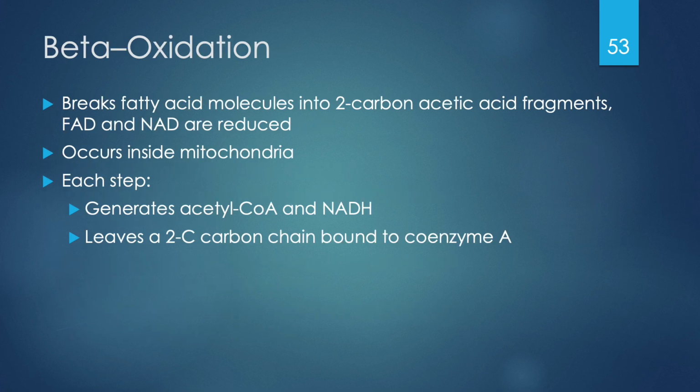Beta oxidation is a process that is going to break down fatty acid molecules into 2 carbon acetic acid fragments, and FAD and NAD are reduced. Again, remember OIL RIG. Oxidation is loss of electrons, reduction is gain. So they've gained electrons. This occurs inside the mitochondria and is important because it's basically a part of the process that creates acetyl-CoA directly. So at each step, we're really just generating acetyl-CoA and NADH and leaving a 2-carbon chain bound to coenzyme A.